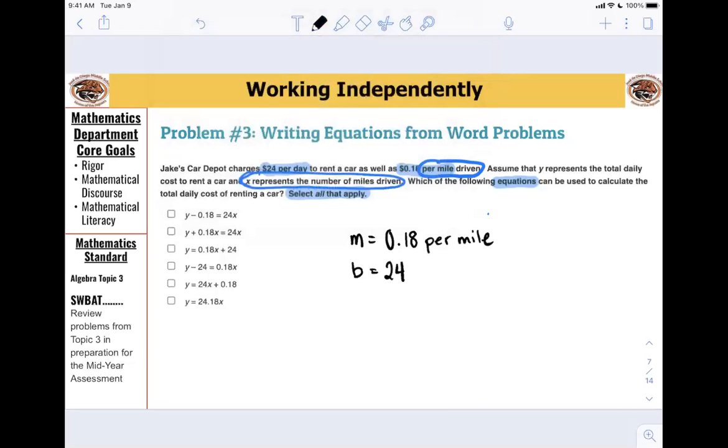All right. Well, now I can write my slope-intercept equation, y equals mx plus b. Just plug those numbers in, and you get y equals 0.18x plus 24. So that's step 1, writing it in slope-intercept form, because that's the easiest, most simple form to write it in. And so that means that I can check off number 3. That's already done. But then I know that I have to do at least 2 because it's select all.